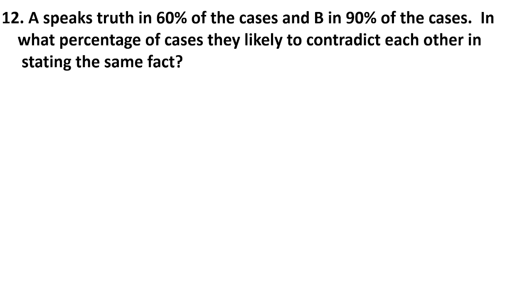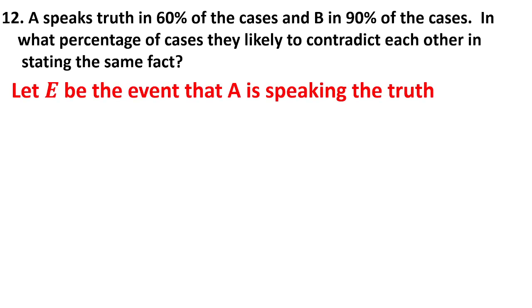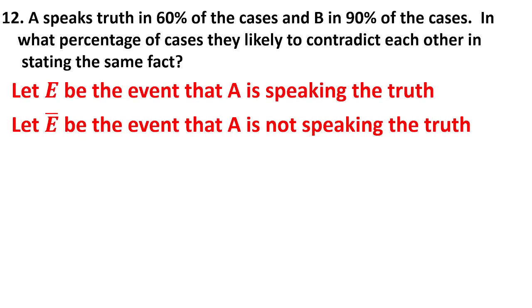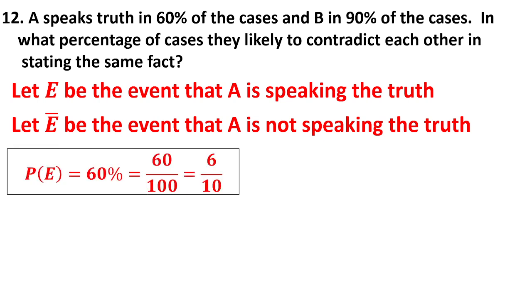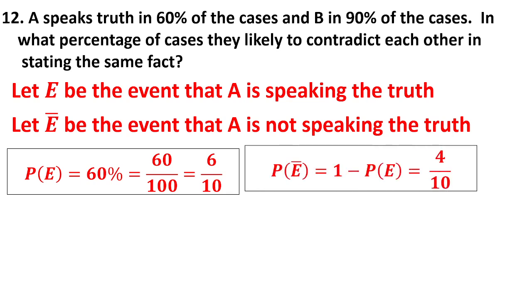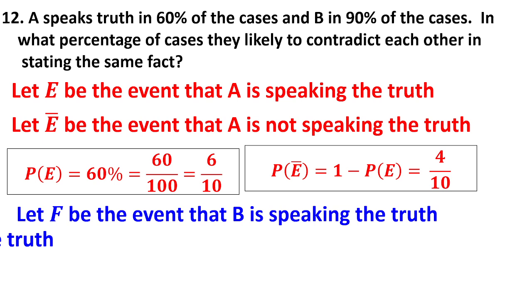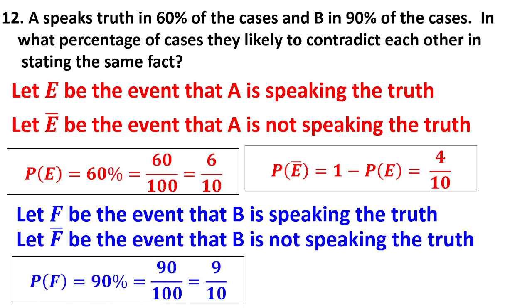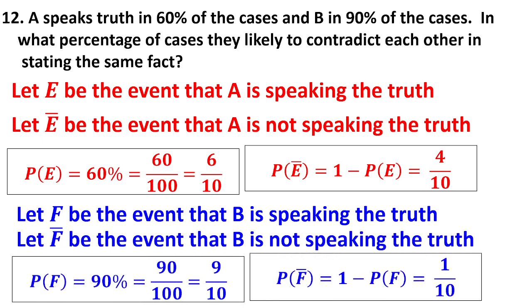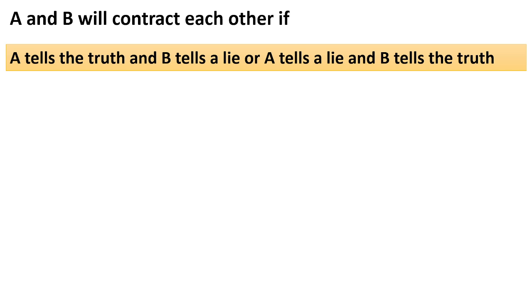Let's go to question number 12. A speaks the truth in 60% of the cases, B in 90%. In what percentage of cases are they likely to contradict each other? E is the event that A is speaking the truth, and E complement is the event that A is not speaking the truth. P of E is 60% and P of E complement will be 4 by 10. Let F be the event that B is speaking the truth, as given, 90%, or 9 by 10. Its complement will be 1 by 10.